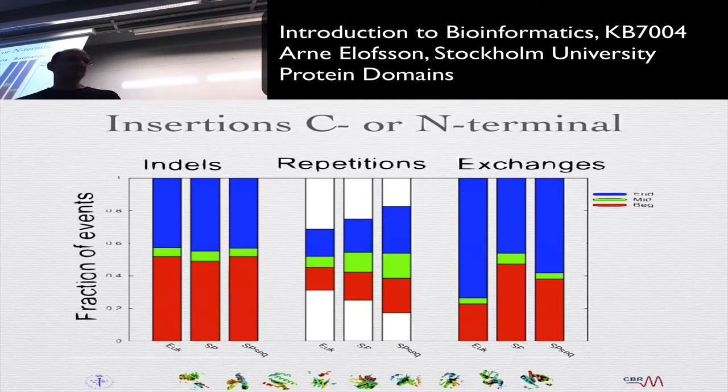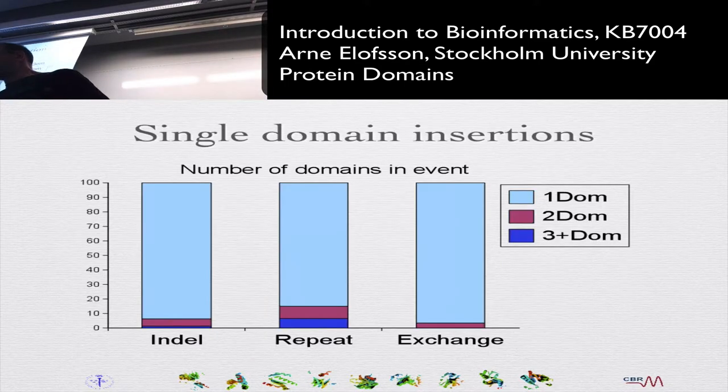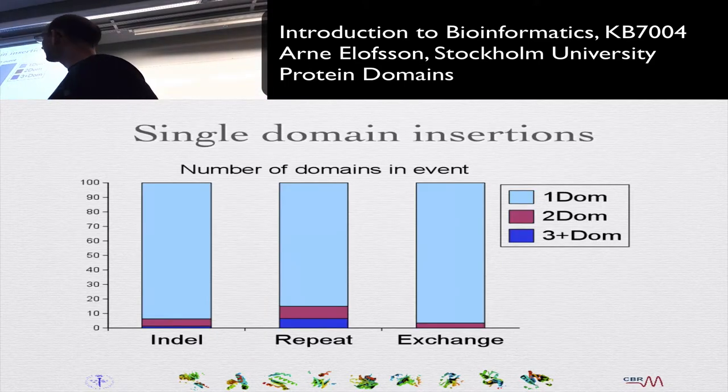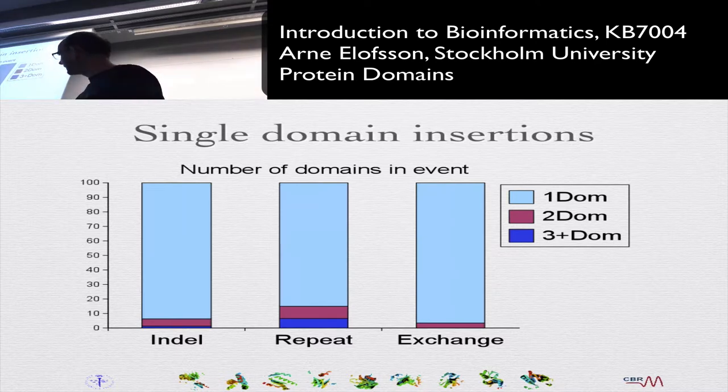So it makes sense that we add domains at the N-terminal. The next question is, how many domains do we add? And it's very clear that we add one domain. This is the number of events we found here, and in 95% of cases, it's a single domain that is added. In the other 5% of cases, it seems to be more, but that might be because we don't know the nearest neighbors. We don't have all the intermediate steps. Again, the repeats seem to be slightly different. There seem to be more of these, but it's still dominated by the single domain thing.